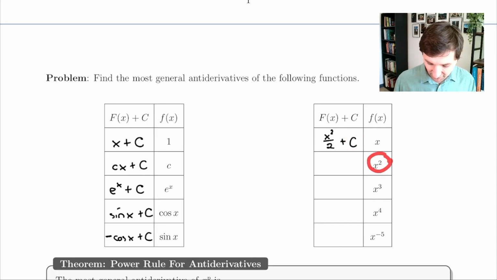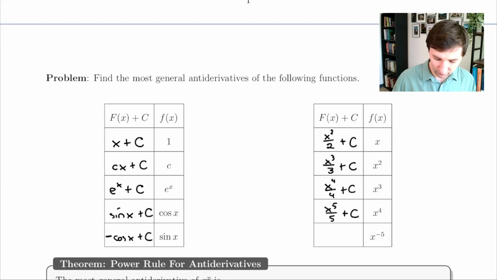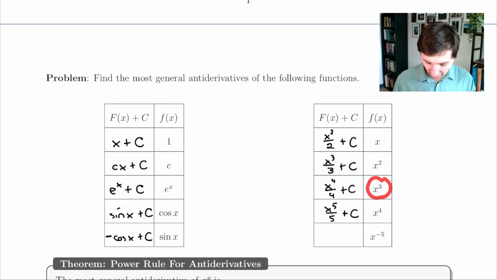I follow the same idea here. Antiderivative of x squared is x to the third power over 3 plus c. Antiderivative of x to the third power is x to the fourth over 4 plus c. Then I get x to the fifth over 5 plus c. I always follow the same rule. If I want to find an antiderivative of x to some power, I increase that power by 1 and I divide by the same power.